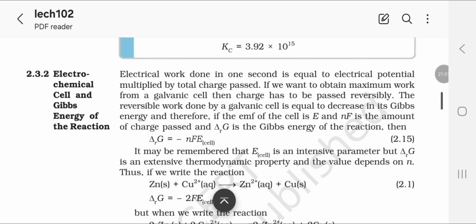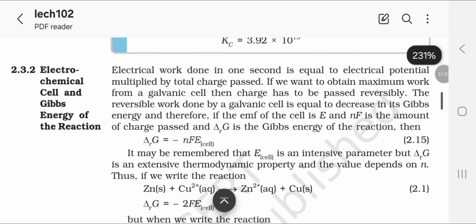2.3.2 Electrochemical cell and Gibbs energy of the reaction. Electrical work done in 1 second is equal to electrical potential multiplied by total charge passed. If we want to obtain maximum work from a galvanic cell, then charge has to be passed reversibly. The reversible work done by a galvanic cell is equal to the decrease in its Gibbs energy. Therefore, if the EMF of the cell is E and nF is the amount of charge passed and delta rG is the Gibbs energy of the reaction, then delta rG is equal to minus nF E cell.